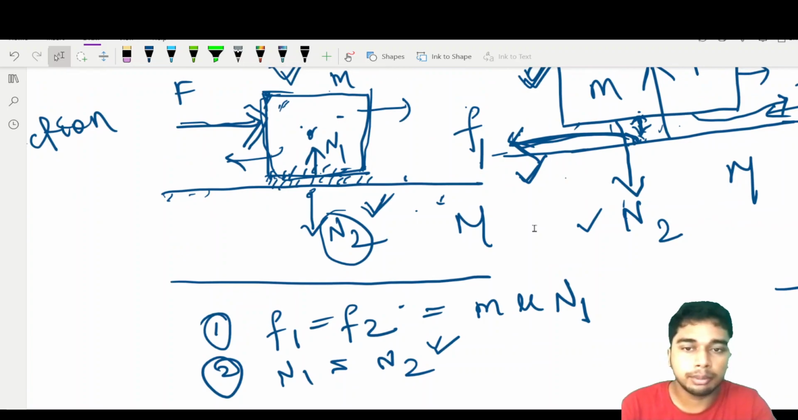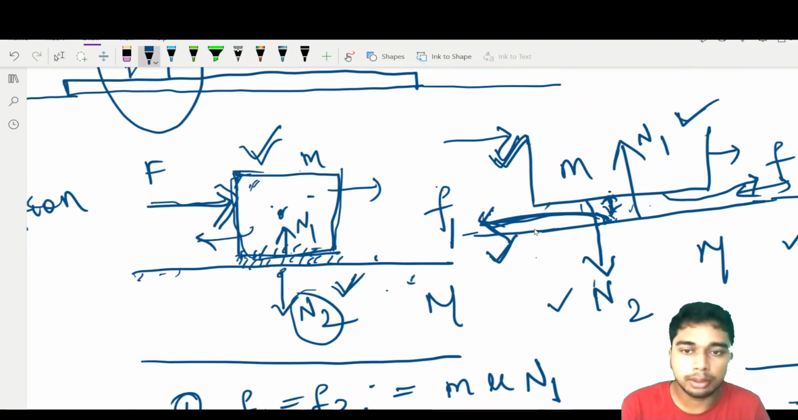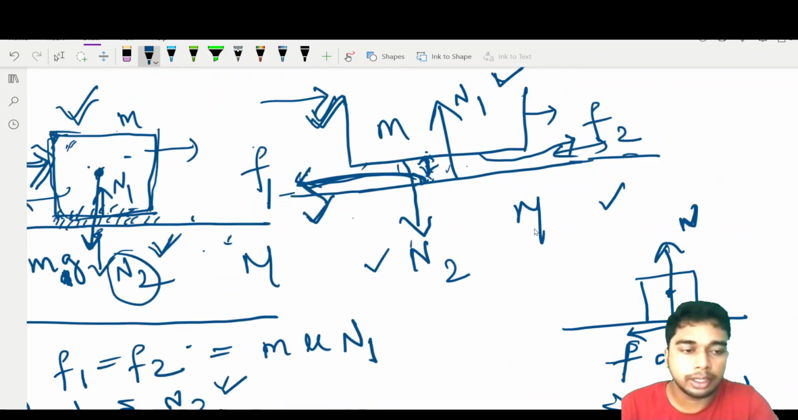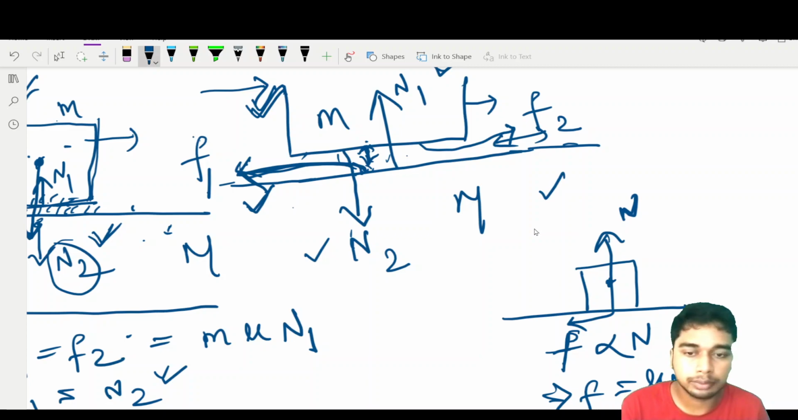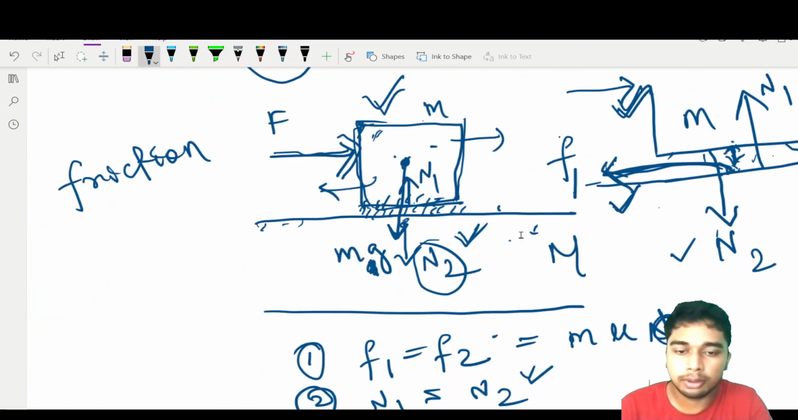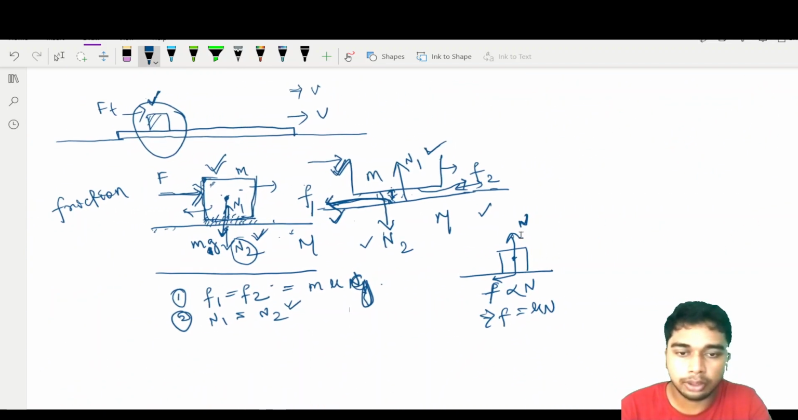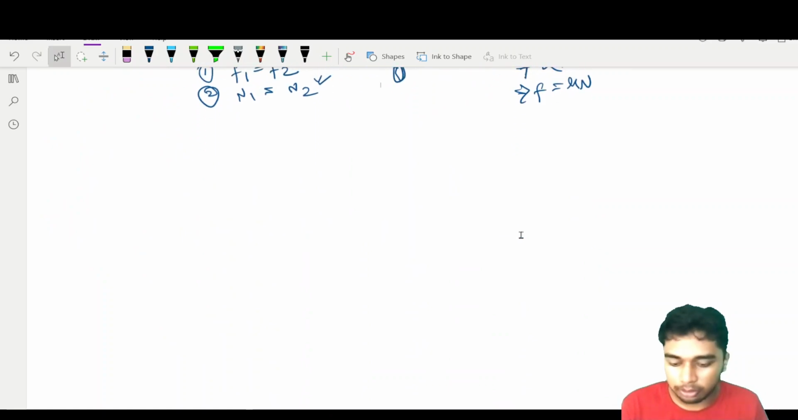N1 is nothing but, for example, for this block case, there will be another force, due to gravity. This is mg, so N1 is our mg. So I will directly write this is mg. So frictional force we already know. So let us talk about, let's draw our free body diagram.